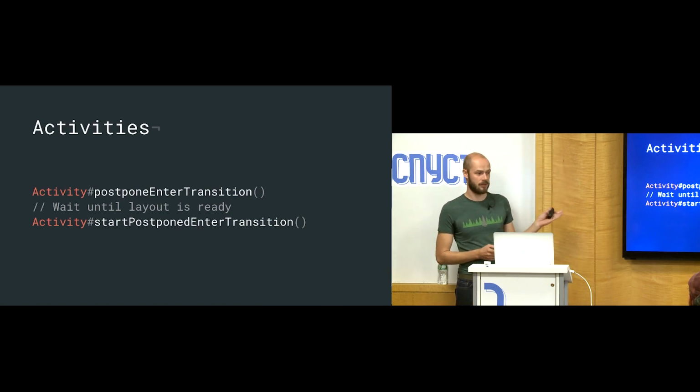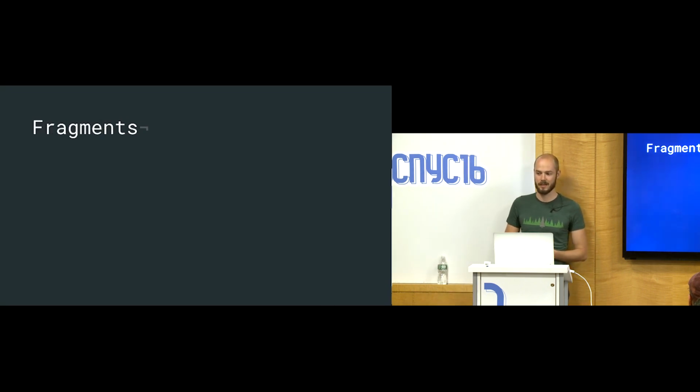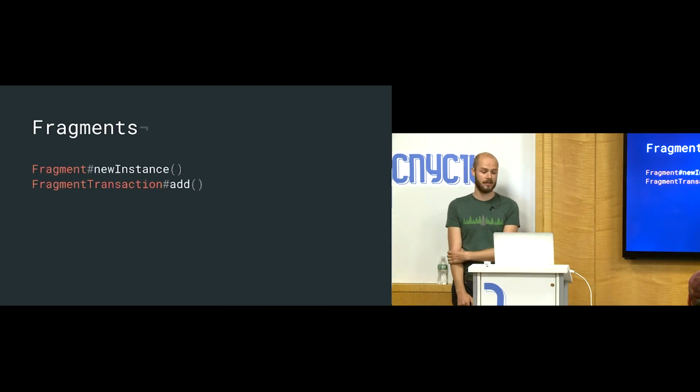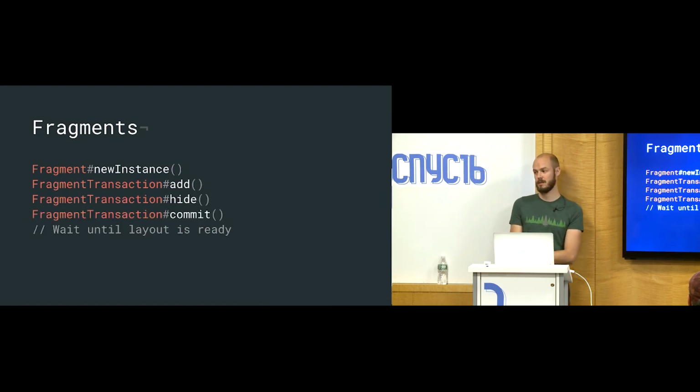But if you do that, this is straightforward, the way it works for activities. For fragments, that is a little bit different. There is no API as such that allows you to do a postpone. What you can do is you can create your fragment, add it within a fragment transaction, hide it, commit that, do your layout and wait for everything to be ready, and then you show it.